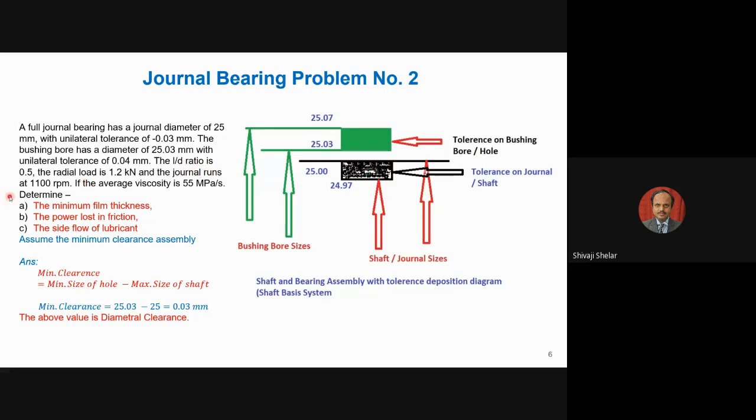The L by D ratio for the bearing is 0.5. The radial load is 1.2 kN. The journal runs at 1100 RPM. If the average viscosity is 55 megapascal second or Newton second per millimeter square, determine the minimum film thickness, the power loss in friction, and the side flow of the lubricant, and assume the minimum clearance assembly here. So, assuming minimum clearance assembly, please determine these 3 parameters. Now, this is the problem statement given in the question paper.